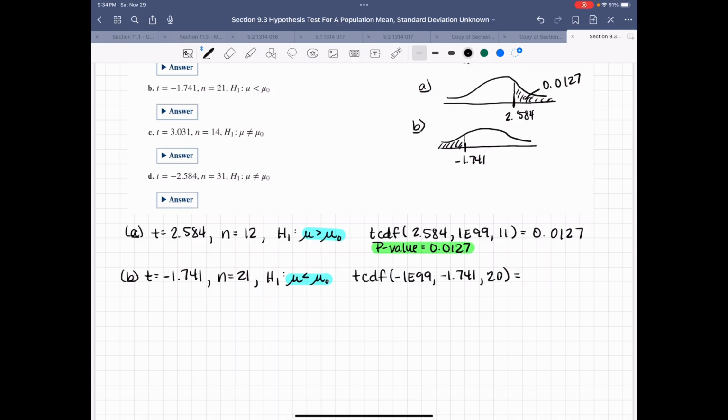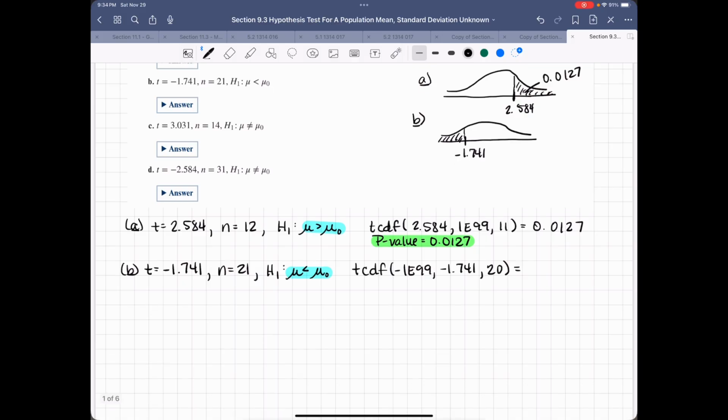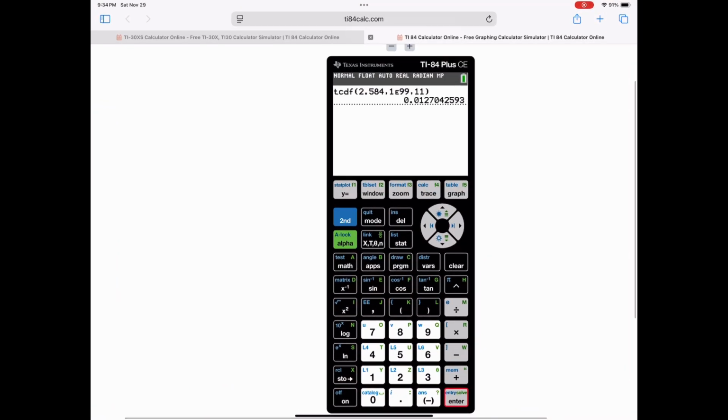So I'm going to go over here to my calculator. I'm going to go up and copy that. I'm going to edit that a little bit, and I'm going to put negative 1 second E99, comma, negative 1.741, comma, 20, close parentheses, equals, and I get 0.0485.